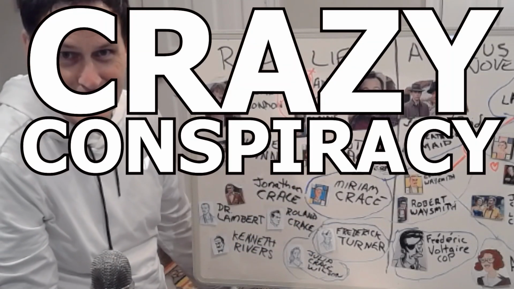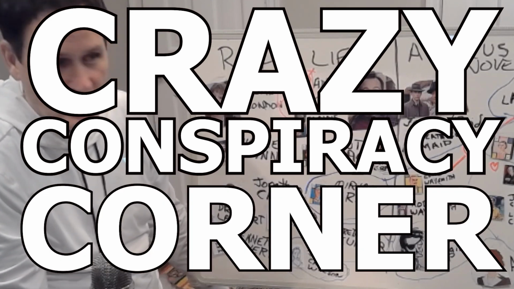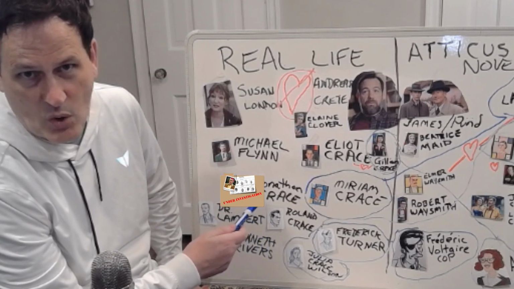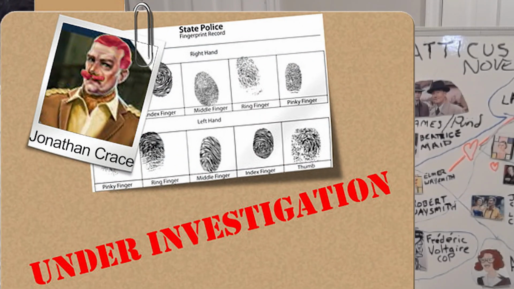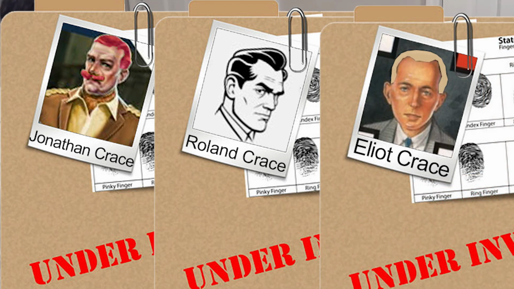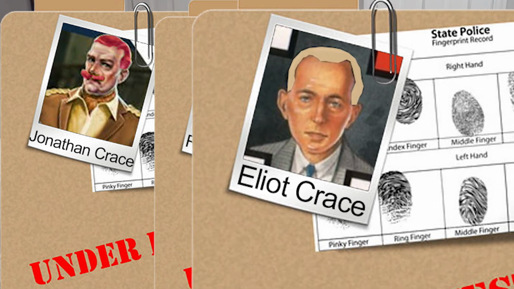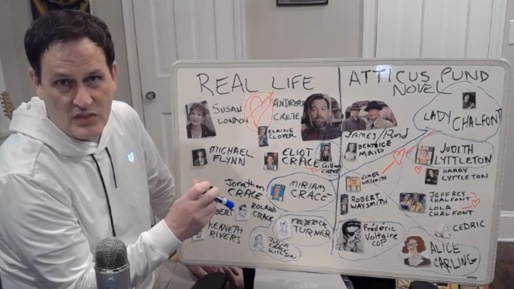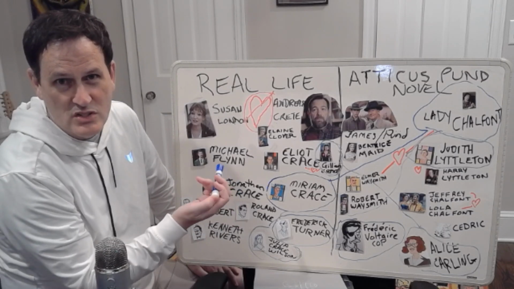Well, in Crazy Conspiracy Corner, what you need to know is that Jonathan Crace, Miriam's oldest son, is said to have red hair. While Roland, who is Jonathan's nephew, has dark hair, while Eliot is said to have fair hair. Are these people related at all? Eliot Crace is dead. He was killed in what feels like a hit and run. Somebody seems to be trying to frame Susan. Who could have planted the car keys in Susan's coat pocket?